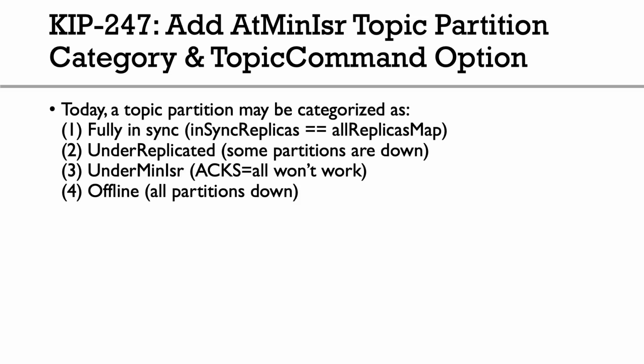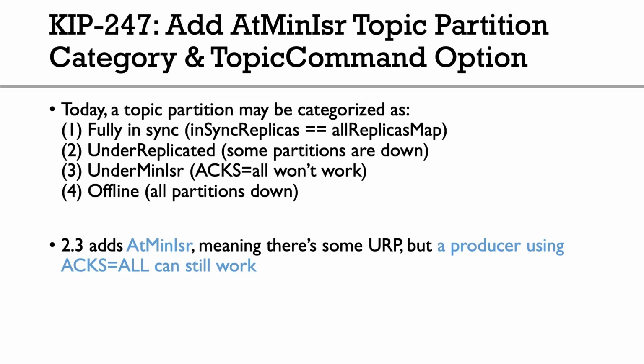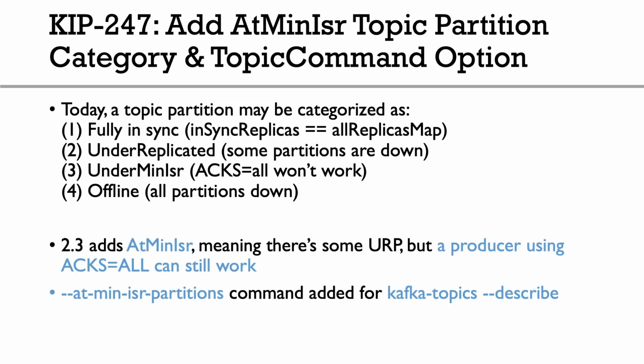So under replicated may be fine because you may want to take down a broker for maintenance, but your topics will still work because it's still above the min ISR. So 2.3 will add an AtMinIsr category. That means that there are some under replicated partitions, but a producer which produces using acks=all can still work. And how do we know this? Well, we can use the kafka-topics --describe command, and there's a new option called --at-min-isr-partitions.